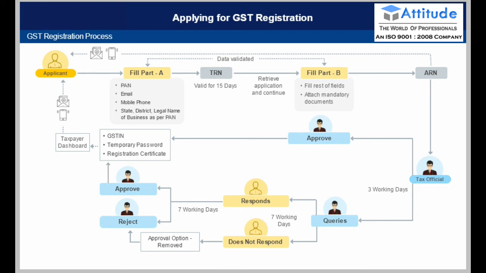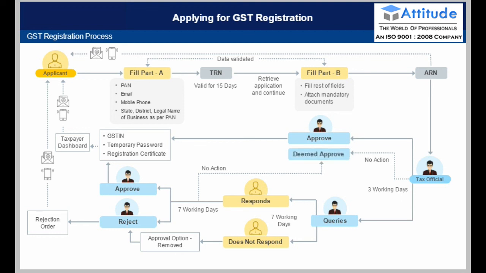However, in case they do not feel satisfied with the responses given by the applicant and choose to reject the application, the system will generate the rejection order and will communicate the same to the applicant by an email and SMS. In case the tax official fails to take action on the registration application within 3 working days of filing or doesn't process the taxpayer's responses within 7 working days of receiving, the application will be deemed to have been approved. This completes the GST registration process overview.